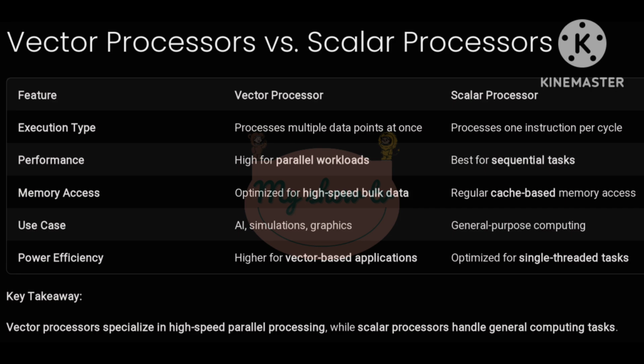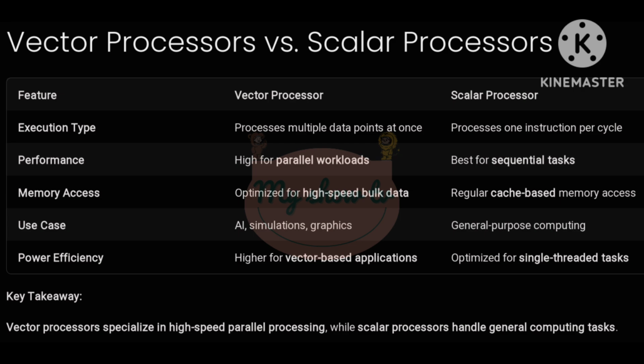5. Power efficiency. Vector processors are more power efficient for workloads that benefit from parallelism because they process multiple data points in one go, reducing redundant computation cycles. Scalar processors are optimized for single-threaded tasks, where power efficiency is achieved by executing one operation at a time with minimal resource overhead.